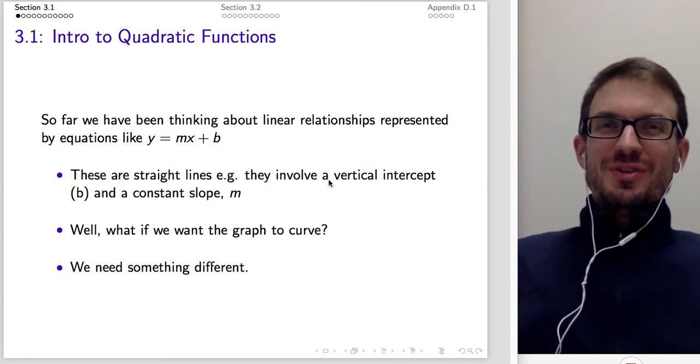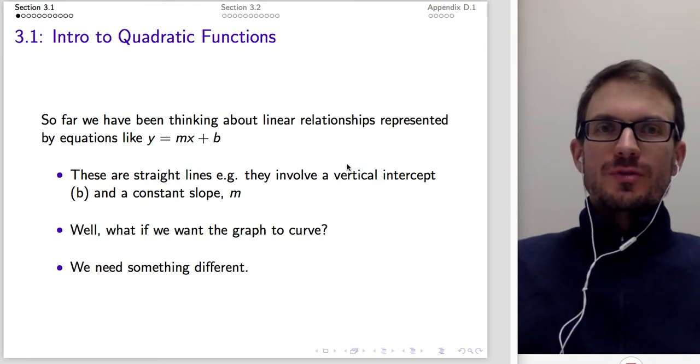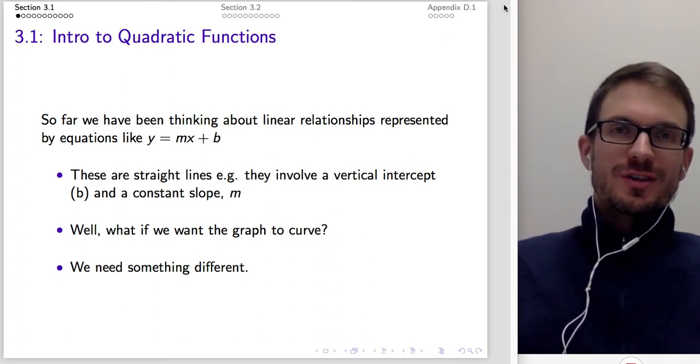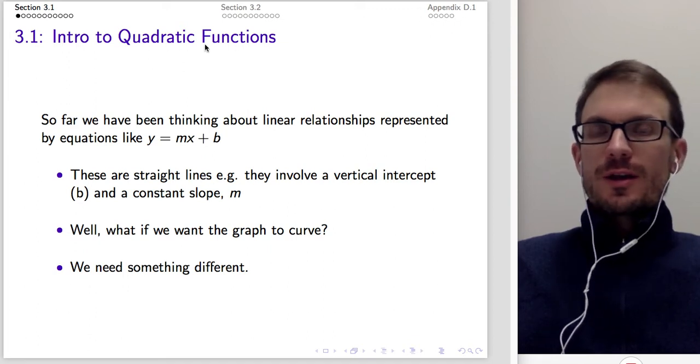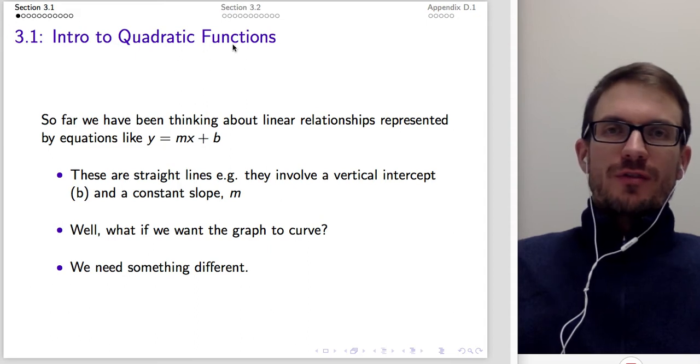Hello and welcome. So today we're talking about section 3.1, section 3.2, and a little bit about Appendix D1. We're covering quadratic expressions in Appendix D1, but then the bulk of class is talking about quadratic functions.